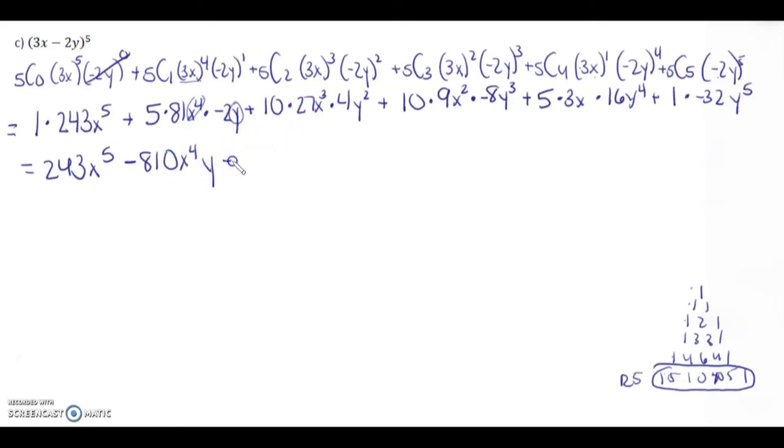Okay, next one's going to be plus 10 times 27 times 4. So I get 1080. Then I get x to the 3y squared. Okay, the next one's going to be minus. So 10 times 9 times negative 8 is going to be negative 720 x squared y cubed.